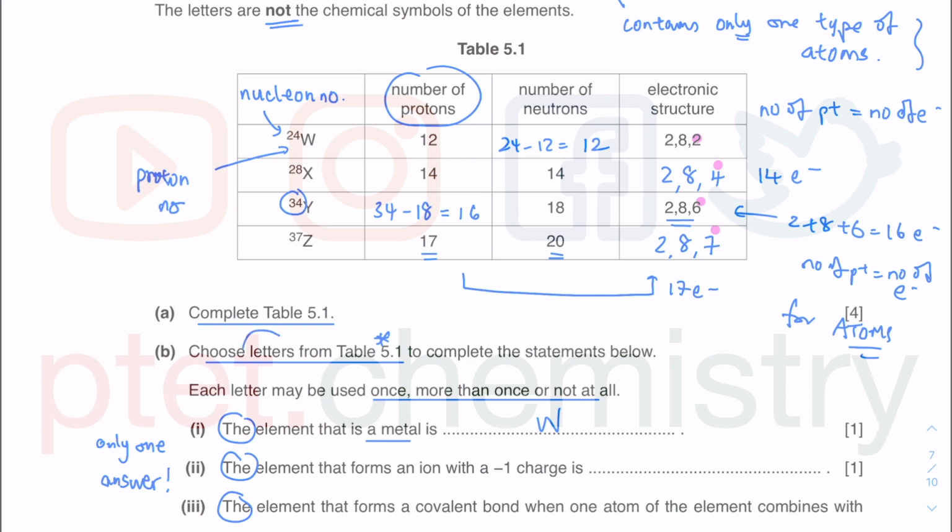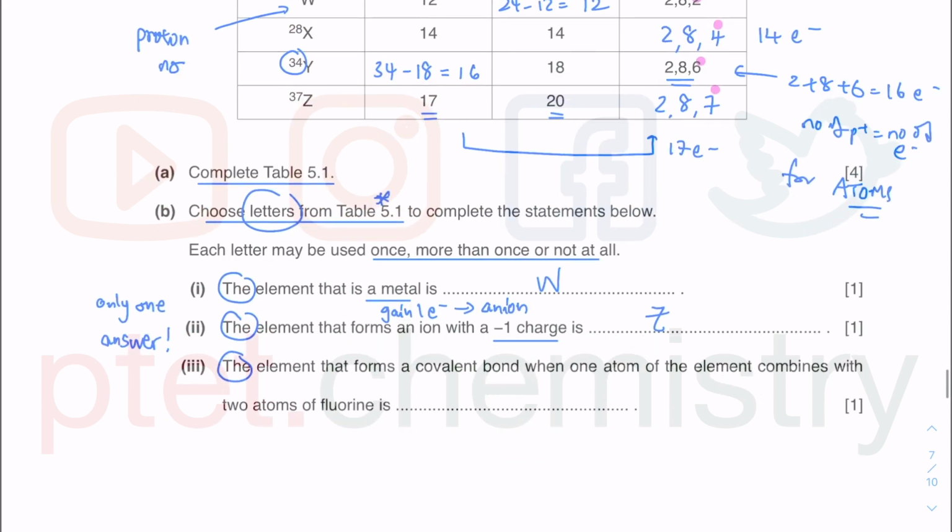They want the letters. The element that forms an ion with a -1 charge. -1 charge is an anion. You gain 1 electron because it's a -1 charge. You want to gain 1 electron to complete your outer shell. We are looking at group 7 because 7 plus 1 will give me 8 electrons in the outer shell. So -1 charge will come from Z. Last part of this question, the elements that form a covalent bond.